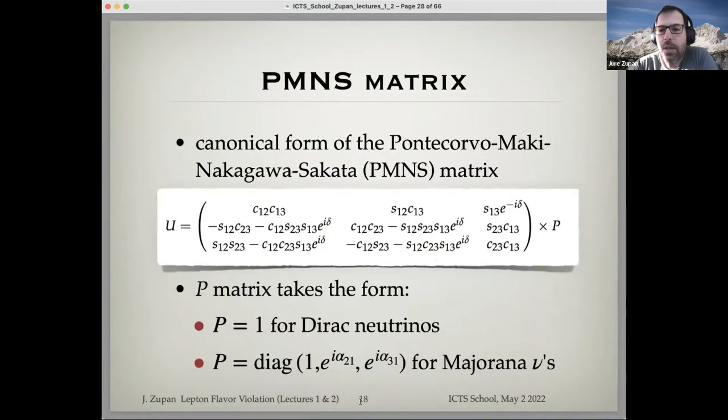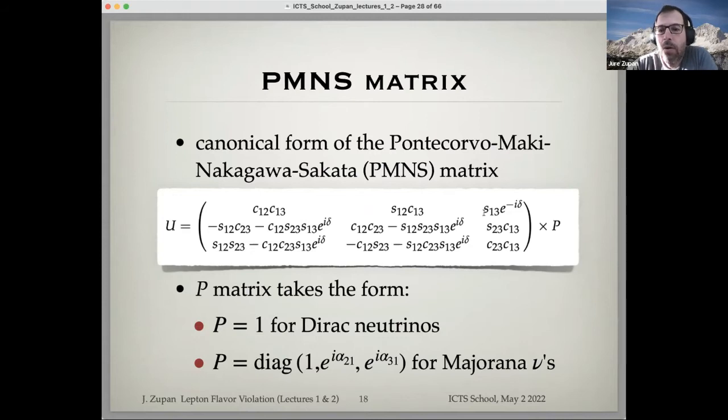And in the 2 cases, it takes the following forms. In both cases, there's 3 mixing angles and 1 phase. And then there's an extra piece here, which is just an identity matrix for Dirac neutrinos. So you recognize that this Pontecorvo, Maki, Nakagawa, Sakata, PMNS matrix is exactly the same as the CKM matrix in the quark sector, just different angles and a different CP violating phase. Otherwise, it's exactly the same form.